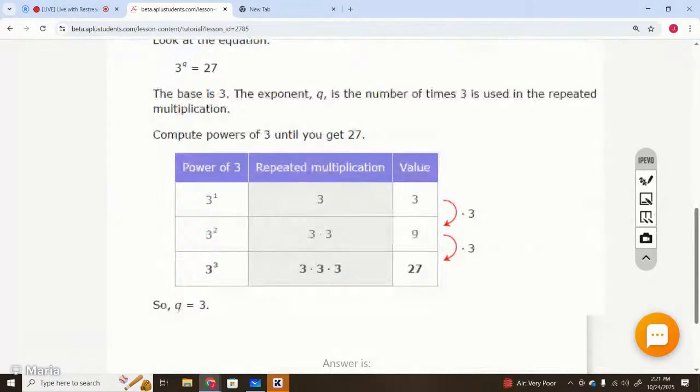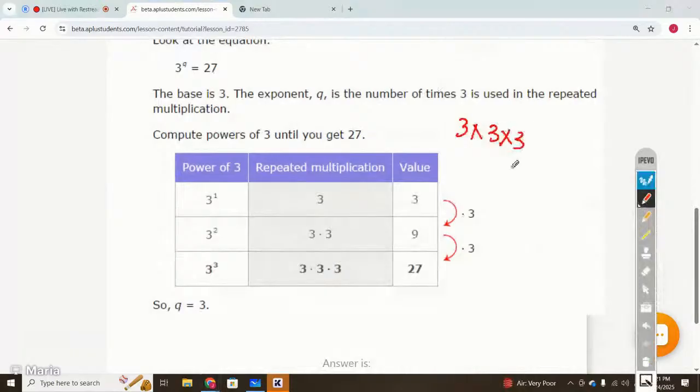We can write 27 as 3 times 3 times 3, right? So we can write it as 3 exponent q equals 3 exponent 3. So the base is equal, then the exponents are also equal. So the correct option is q equals 3. That is q equals 3.